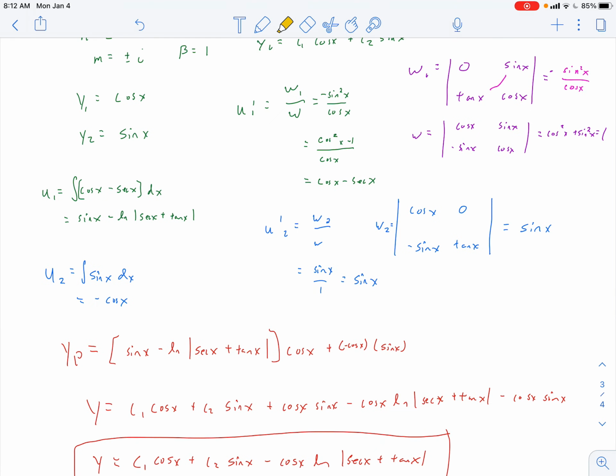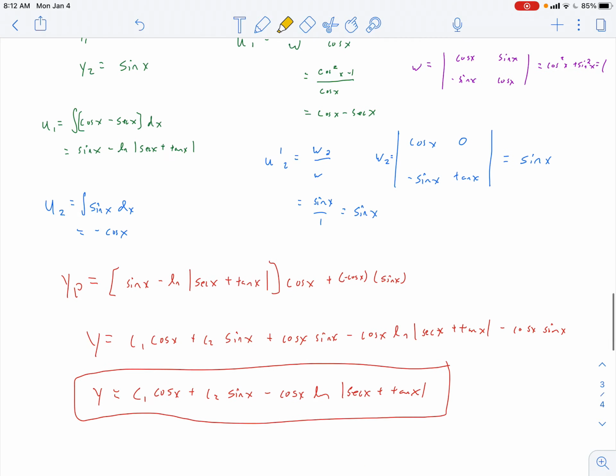To find u sub 2, we do the Wronskian sub 2 divided by the Wronskian. The Wronskian sub 2 is given by the determinant with cosine of x, negative sine of x, 0, tangent of x. Cosine x times tangent x is just sine of x, and the other part is 0. So Wronskian sub 2 is sine of x over the Wronskian, which we already found to be 1. So that's just sine of x, which is nice. To find u sub 2, we take the integral of sine of x, which is negative cosine x.